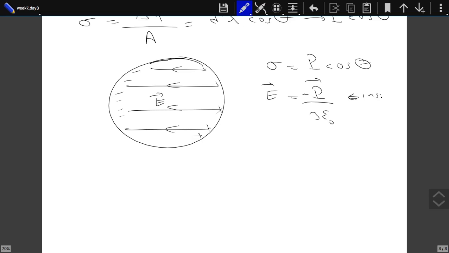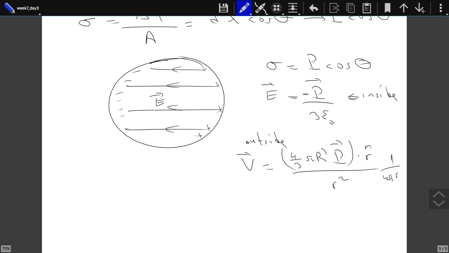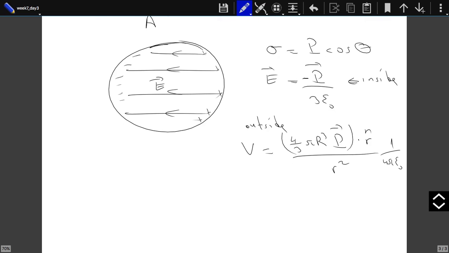This is inside. Outside, V is equal to, the total dipole moment of this system is 4 over 3 pi r cubed times P, dot r hat divided by r squared, times 1 over 4 pi epsilon 0. This is the potential created by this uniformly polarized system outside my sphere. Just take the gradient. It gives you the electric field, because this is the potential of a dipole, not of a monopole.